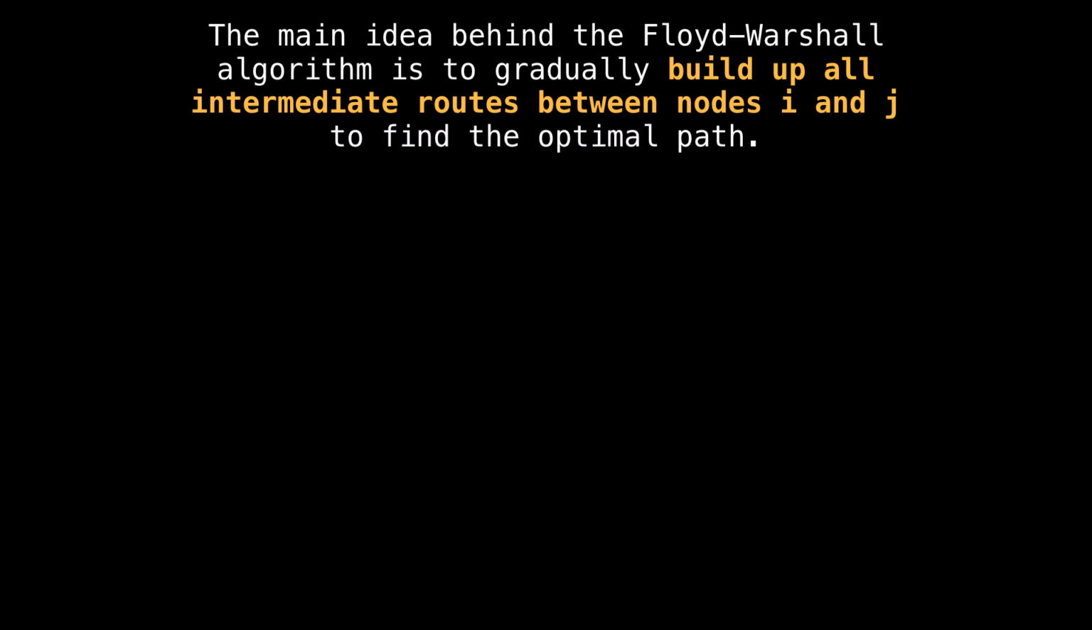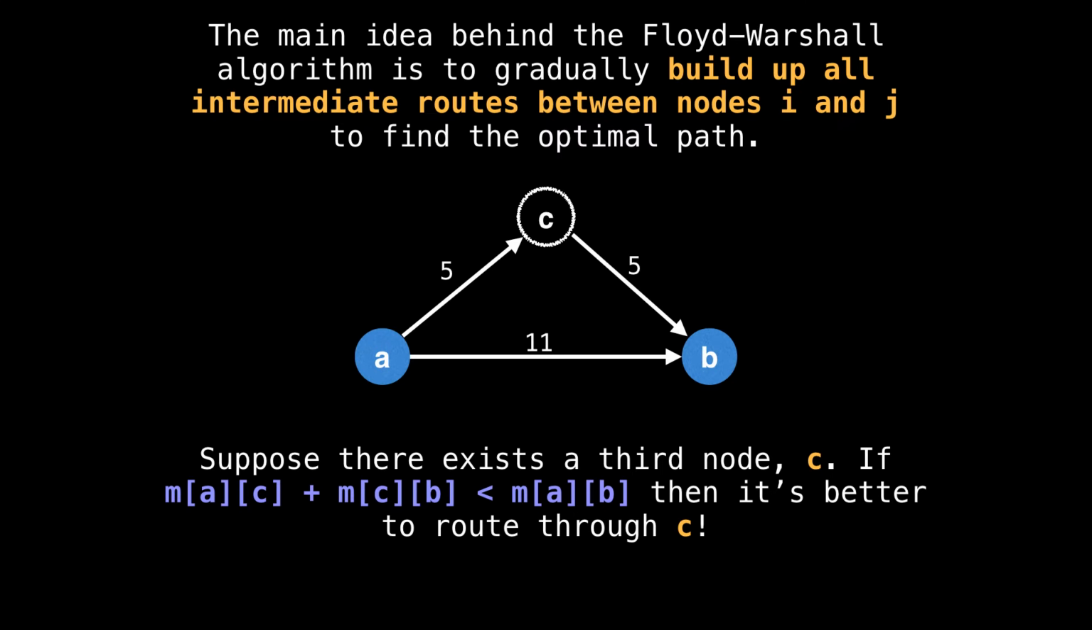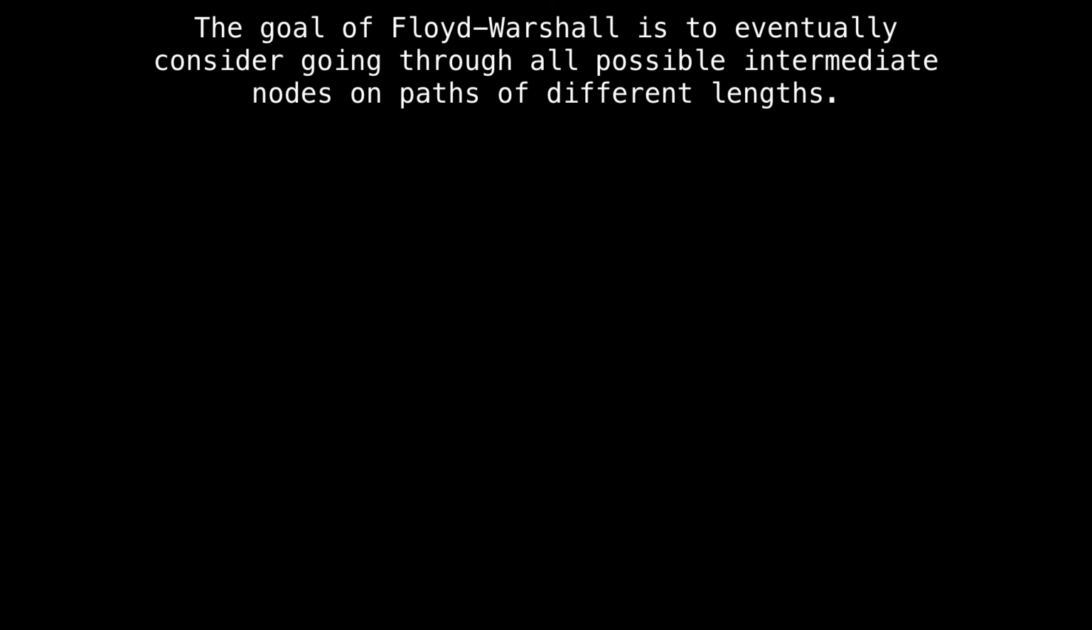As we will see, the main idea behind the Floyd Warshall algorithm builds off the notion that you want to compute all intermediate routes between two nodes to find the optimal path. Suppose our adjacency matrix tells us the distance from a node A to a node B is 11. Now, suppose there exists a third node, C. If the distance from A to C and then C to B is less than the distance from A to B, then it is better to go through node C.